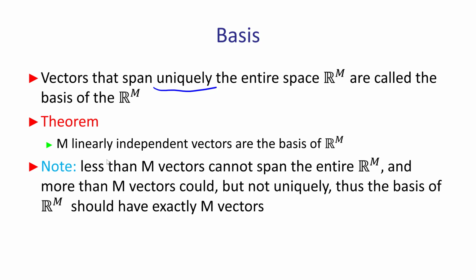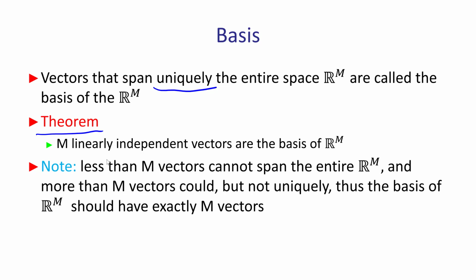Now, we have an important theorem here. This theorem states that m linearly independent vectors are the basis of Rm. Which means if you're taking m vectors which are linearly independent, then they will definitely span the entire Rm space. Pay attention to something very important. Fewer than m vectors cannot span the entire Rm. So no matter which vectors you choose, if your number of vectors is less than the number of dimensions of the space, like if you're choosing just one vector to span two-dimensional space, you cannot do that. Two-dimensional space should be spanned only by two vectors.